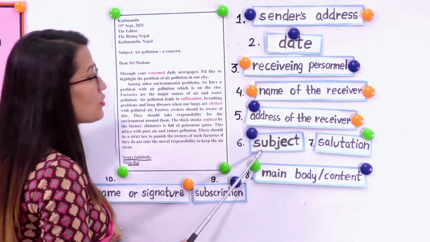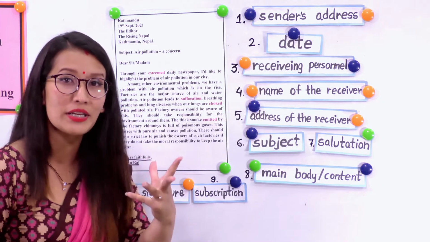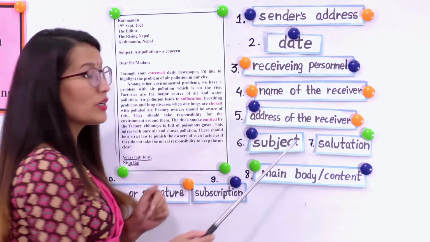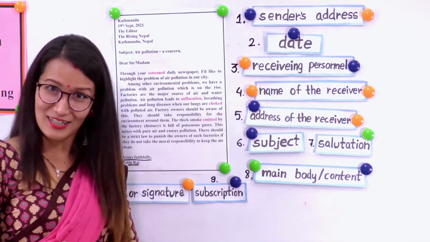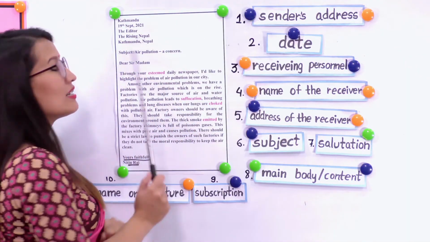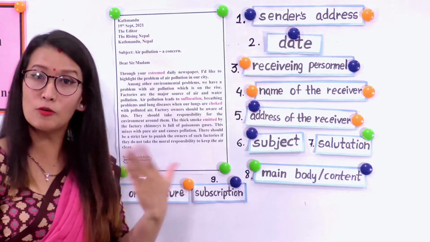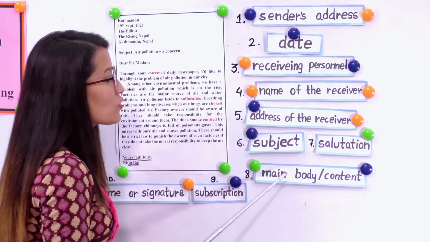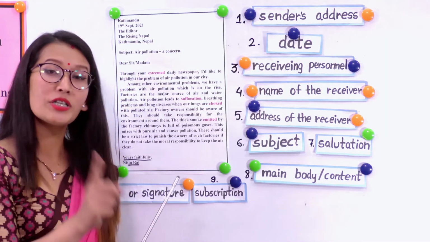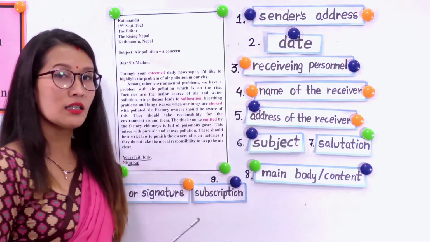Then you need to remember the subject. What are you going to write on? The topic. Then you need to salute, like this you need to write dear sir, madam, sir or madam, or any other words. Then you need to write the main body, the main content. Subject ke lekhnu bheko cha? Okay.